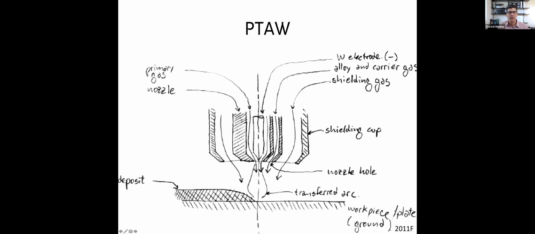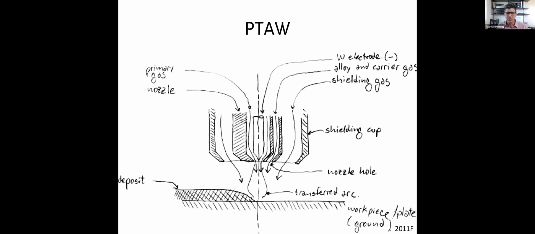Very interesting. So from the point of view of physics, very similar to TIG. From the point of view of engineering and its mechanisms, very similar to TIG. From the point of view of practice, very different. But I wanted to bring it up. This is a process that we do a lot in this province.